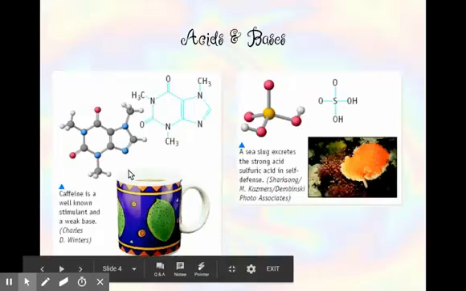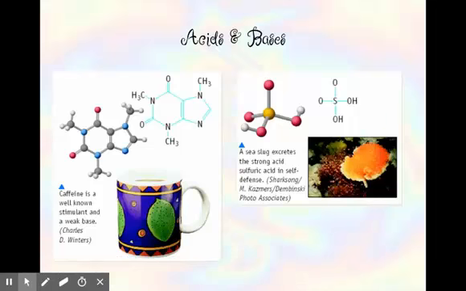Caffeine found in coffee is a weak base. And sea slugs actually excrete a very strong acid, sulfuric acid, which is the same kind of acid found in car batteries.